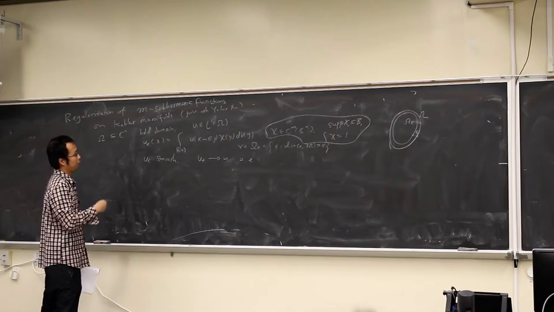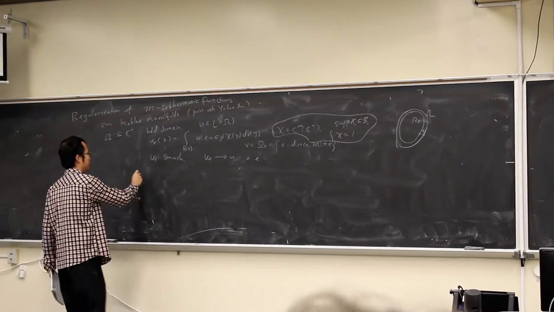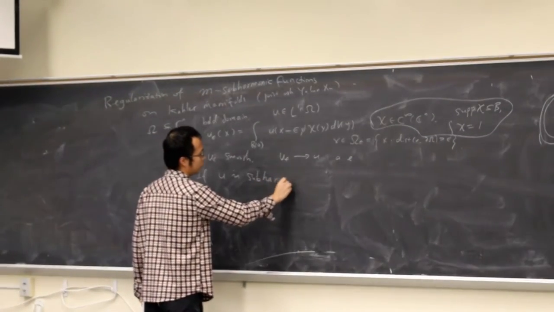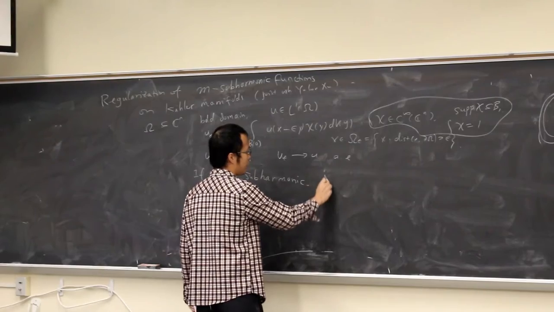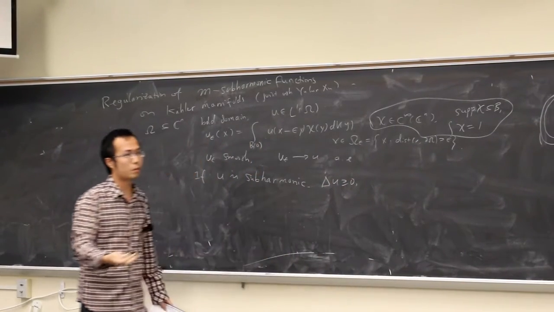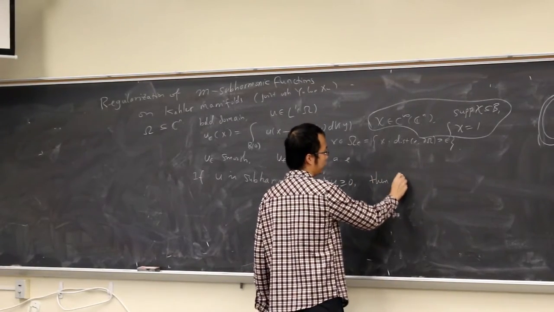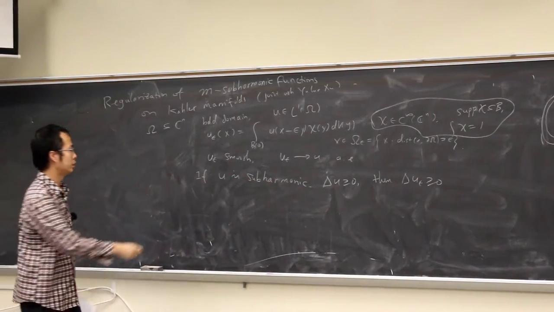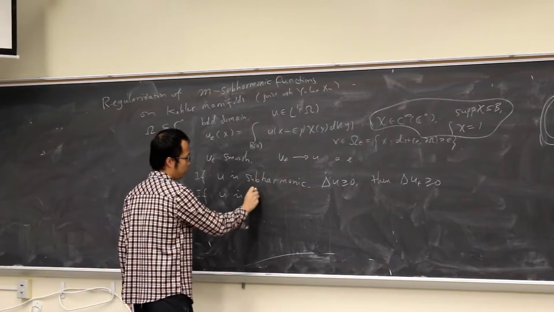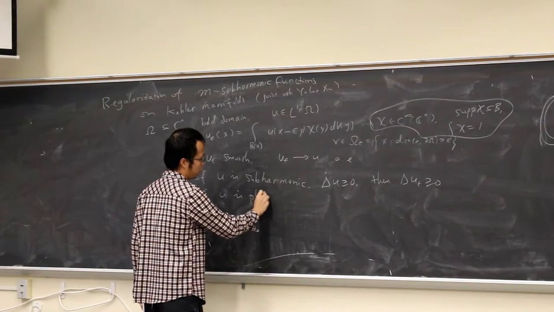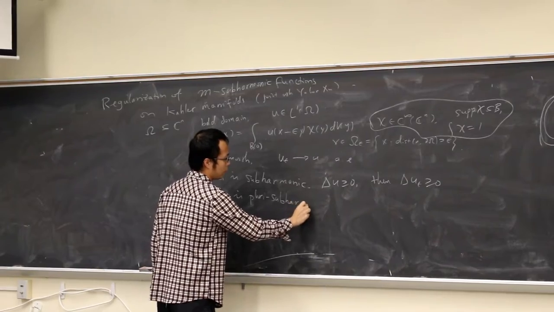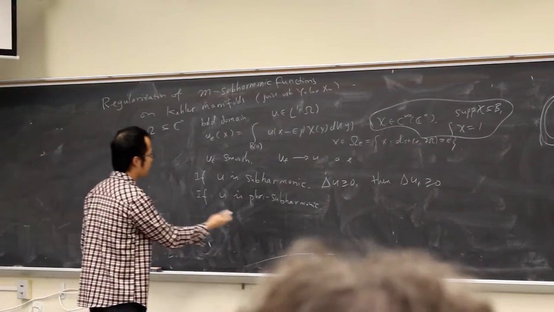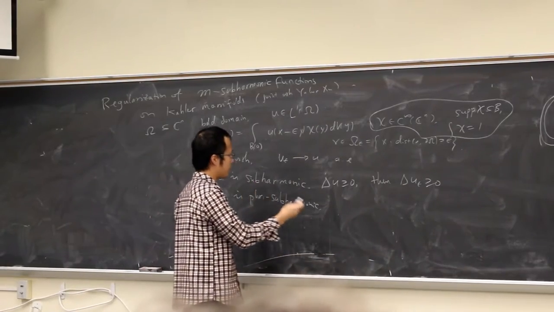The main point is that if U itself is subharmonic, in other words, the Laplacian of U is non-negative, then so is U epsilon. And moreover, if the function U is plurisubharmonic, in other words, you take the complex Hessian, if U is plurisubharmonic, then U i j bar is non-negative.